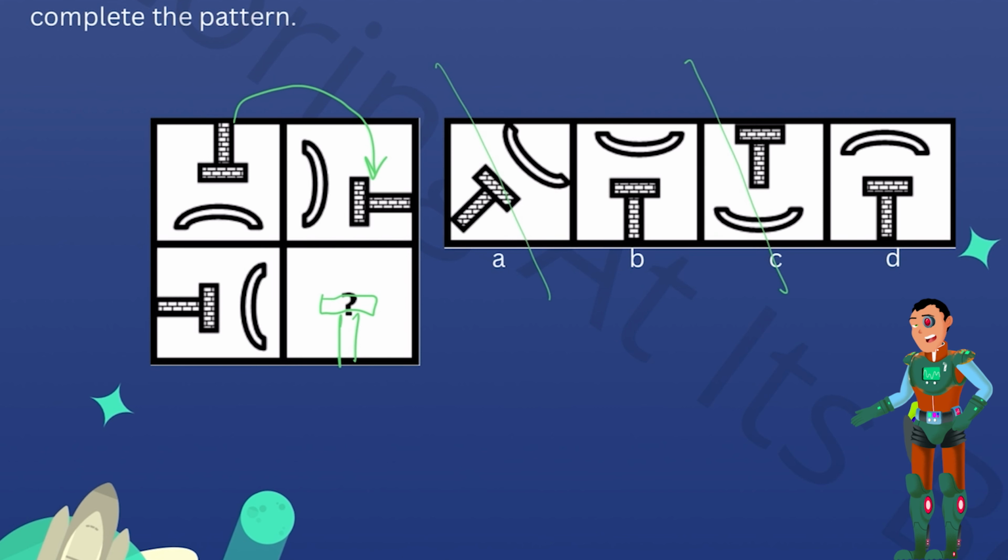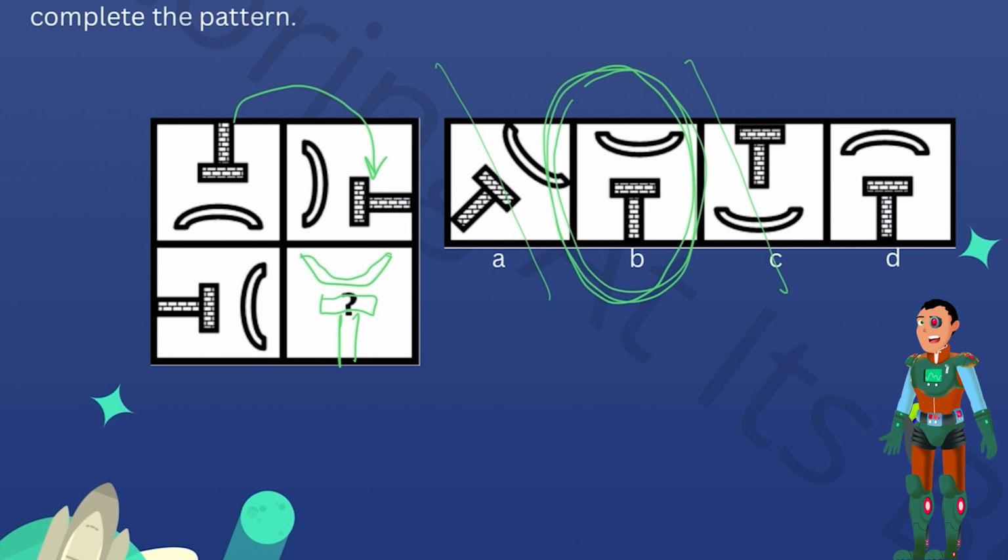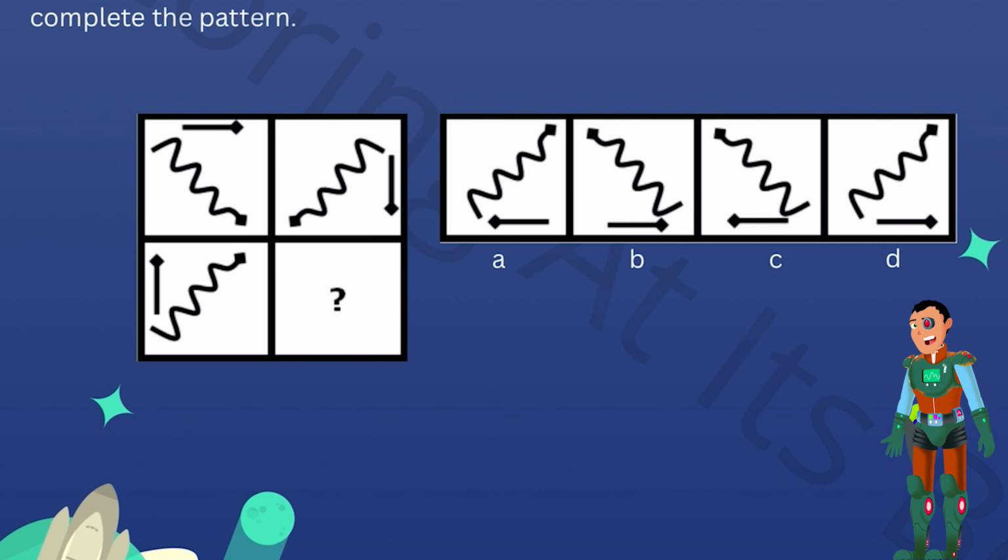Now, the C shape also rotates 1/4 turn each time, so we're looking for a C shape with its two ends pointing up, just like this. And that imitates B. Marvelous work. And over to our final question. So what can we tell about these curved line arrow shapes?